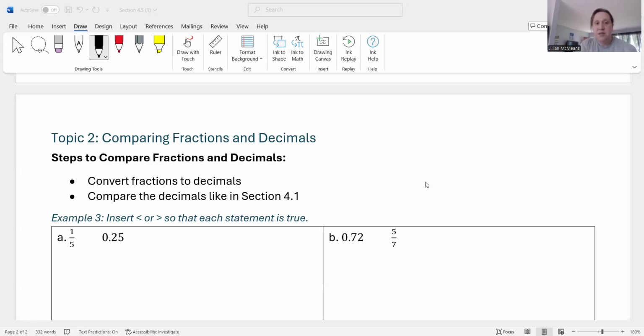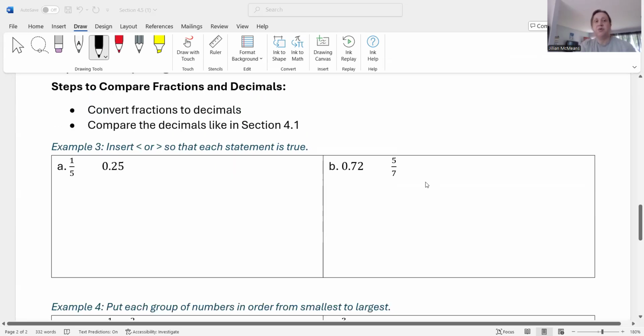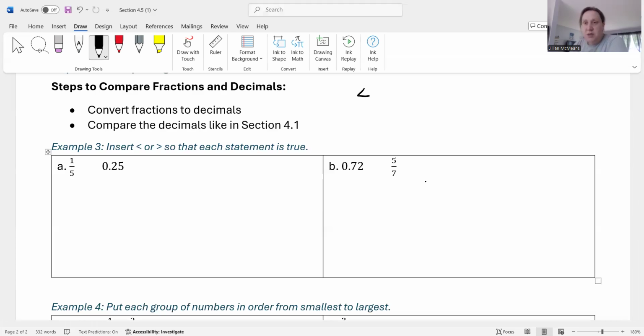So for example 3, it says insert a less than or greater than symbol so that each statement is true. Please recall the inequality symbol that looks kind of like a squished uppercase L stands for less than, y'all. So if it looks like an L that's been kind of squished, think L for less than, and the other one is greater than. And the way these work is the point points towards the smaller number and the wide open part of the inequality symbol points towards the larger number.